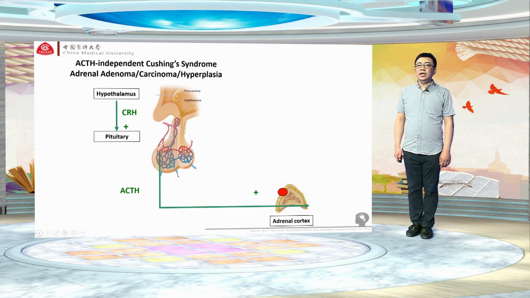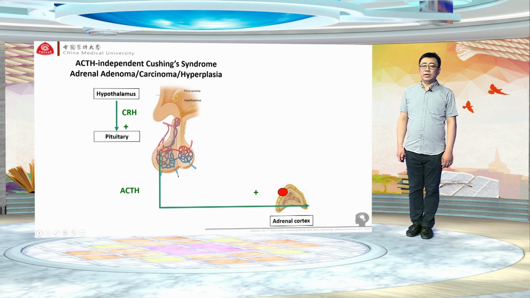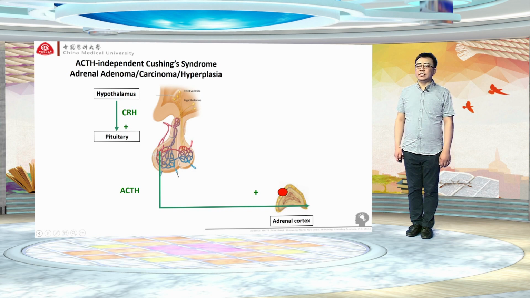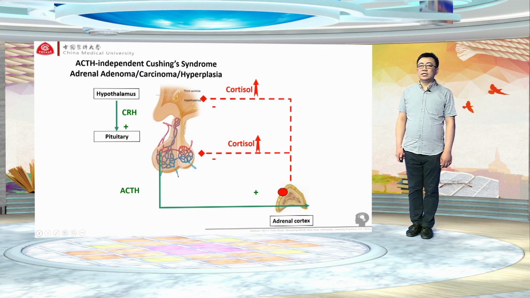For ACTH-independent Cushing syndrome, we know that the lesion is on the adrenal cortex. It may be adrenal adenoma, adenocarcinoma, bilateral micronodular hyperplasia, or bilateral macronodular hyperplasia. In this kind of patient, the adrenal cortex will secrete more cortisol, and the elevated cortisol level will in turn inhibit ACTH secretion. So in this kind of Cushing syndrome, the ACTH level is low.